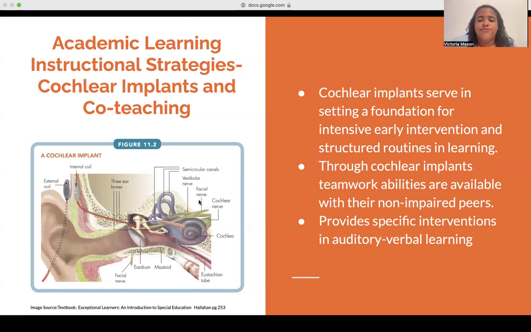With a cochlear implant, it serves in setting a foundation for intense early intervention and structured routines and learning. And through cochlear implants, teamwork abilities are available with their non-impaired peers since they're able to hear them. And it provides specific interventions and auditory verbal learning.